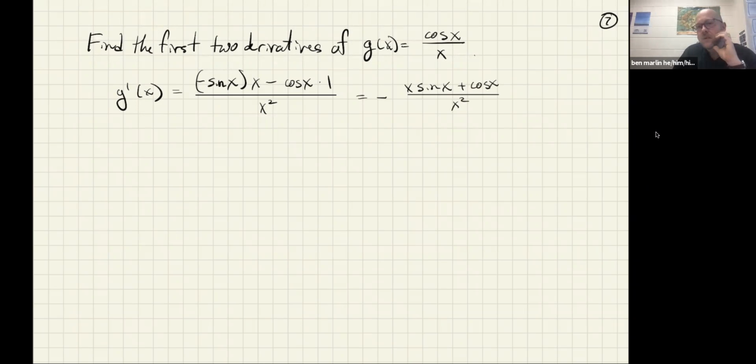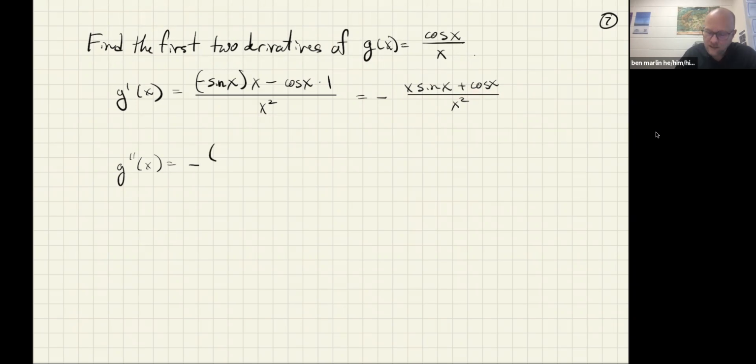The reason I pulled the minus out to the front is that we're going to have to take a derivative again, and we can just leave that minus hanging on as just a factor. All right. Then g double prime of x, we're going to have to go back and remember our quotient rule again, and it says to take the derivative of the top. So the top there, you got this x sine x and this cosine x. So this is getting pretty complicated.